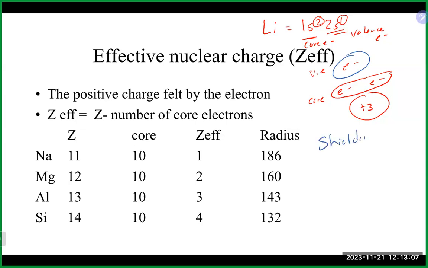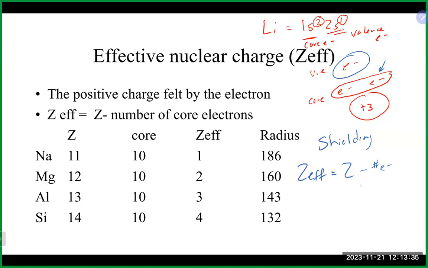And shielding is occurring from these lower energy electrons, which are frankly in their way. So what happens is that outer electron actually doesn't feel the +3 charge. It feels something less than that. So you could actually calculate the Z effective by taking the atomic number minus the number of electrons that are shielding.